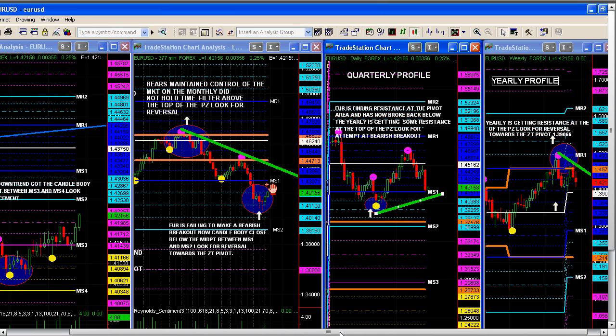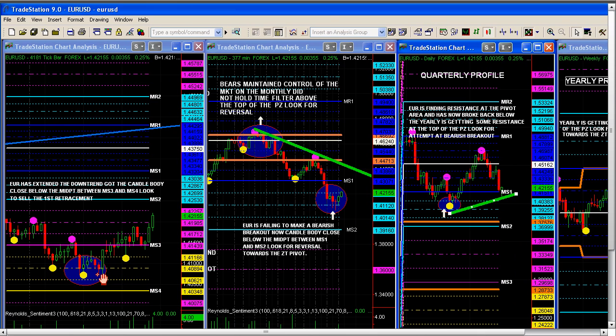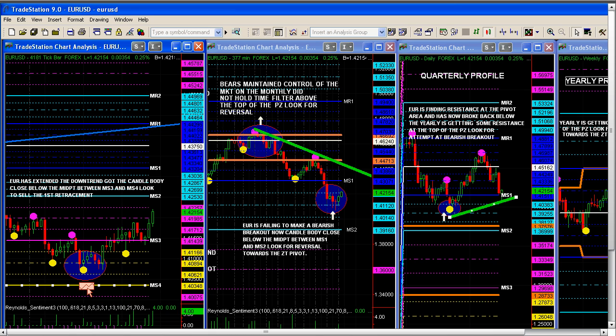The weekly made a strong run to the downside based on the movement you're seeing here on the monthly. We went all the way down here and extended the trend by getting a candle body close below the midpoint between MS3 and MS4. We look to sell the first retracement, and you can see here the next wave down has to go below MS4 and hold the time filter, and it's getting blocked right here. So right now, this thing is failing to break out of profile 1 on the weekly, and we should start reversing towards the pivot, which is 1.43750.